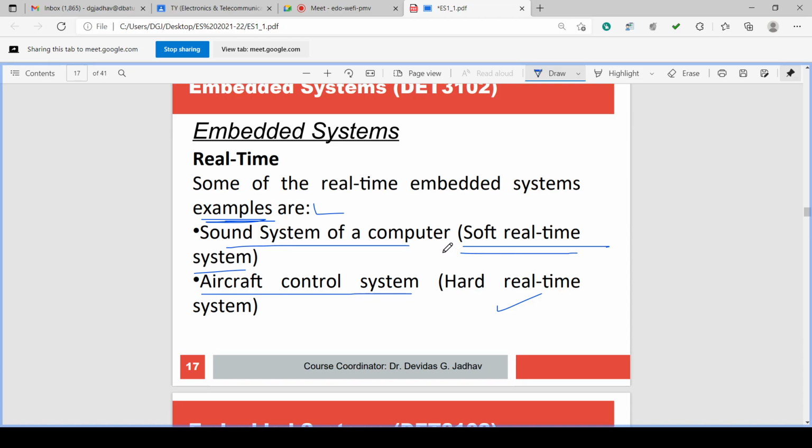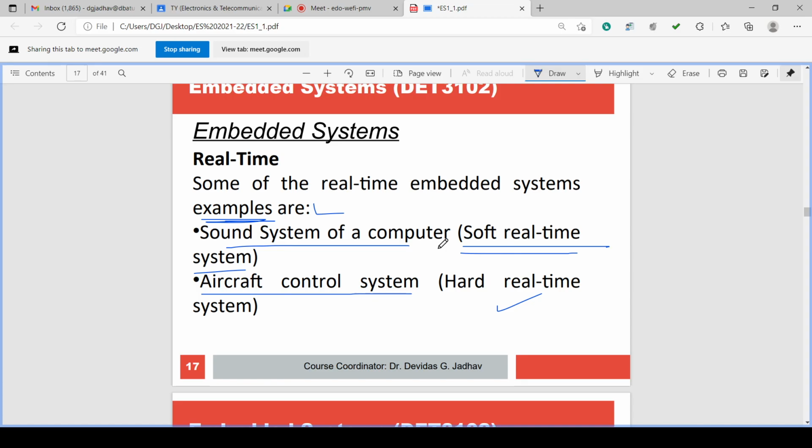So in the sound system of the computer, if some delays in the sounds are there, those delays will either be accepted by users or may not be recognized by the users. Users cannot understand the delays, or if the quality of the sound deteriorates, that quality may still be accepted by the users. So it is not harming much.